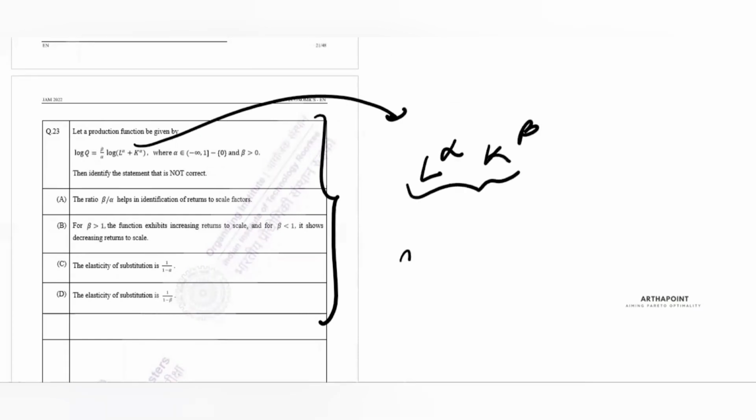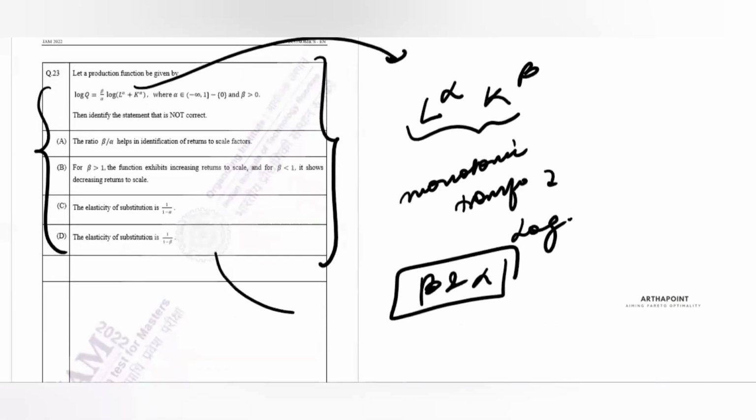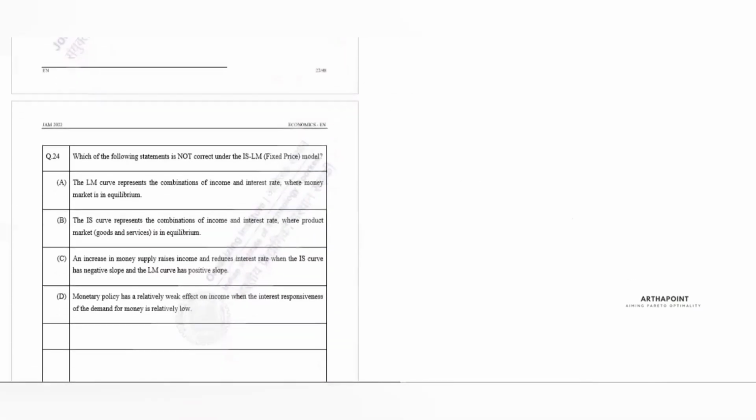This is a question on the production function, and we had actually discussed production functions like L to the power alpha, K to the power beta. We had also talked about how to do a monotonic transformation of the functions using log, and using that how to identify the values of beta and alpha and what they mean. So it is a pretty simple question here.